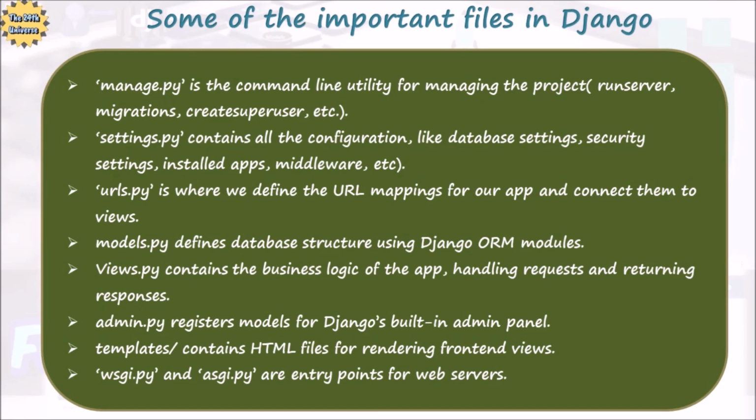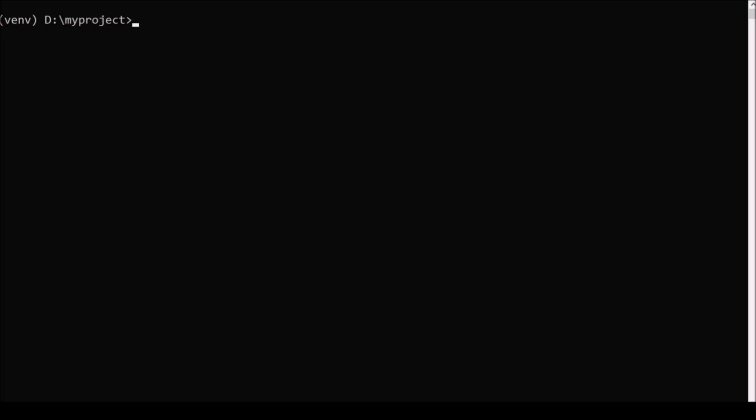Now, you have to check if everything is set up correctly by running the development server. For that, you should type in the command line python manage.py runserver. You might get an error here if the Django framework is not installed properly. So good thing will be to install it properly.